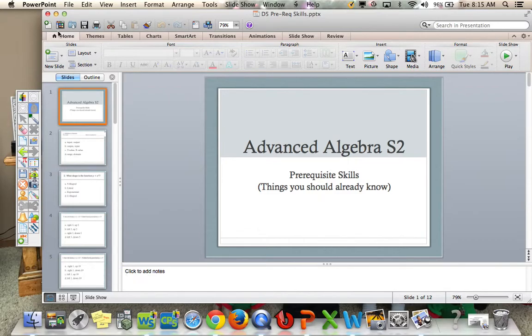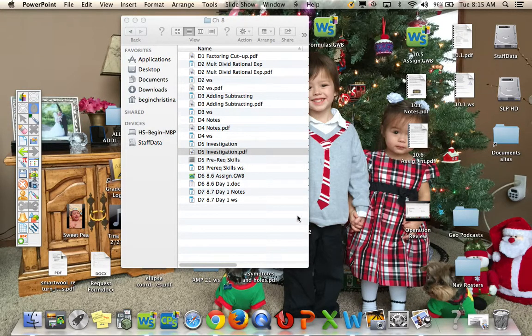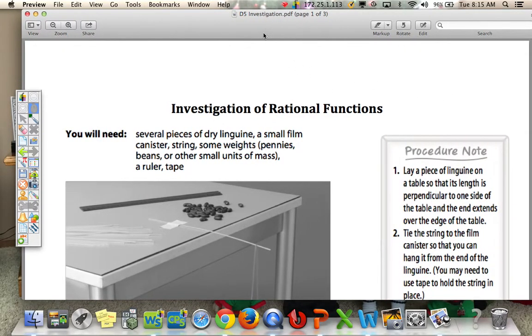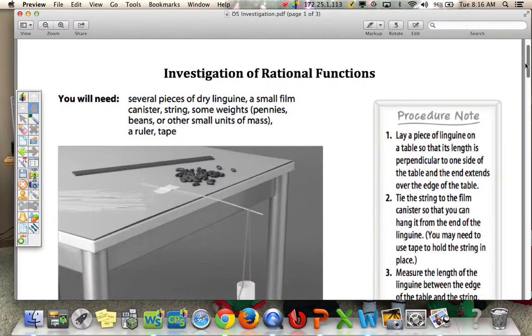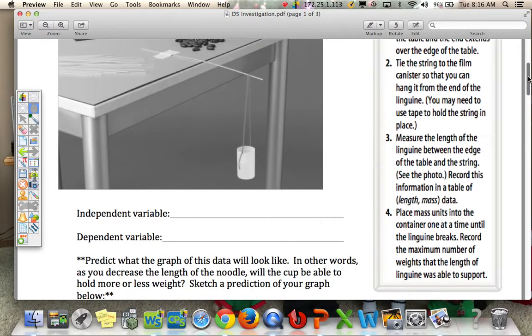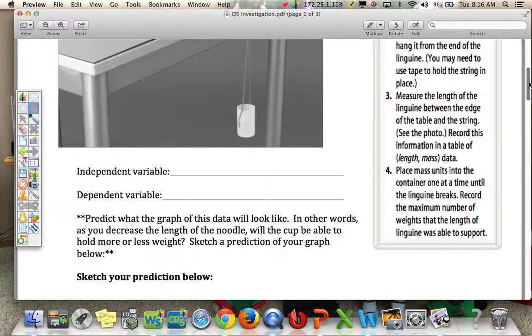In class today, we're going to do an investigation graphing a rational function. Here's the investigation. In class, we're going to use spaghetti noodles, a little cup on a string, and some tape. What we're going to do is tape noodles of various lengths to the table, or to a book we'll actually use.